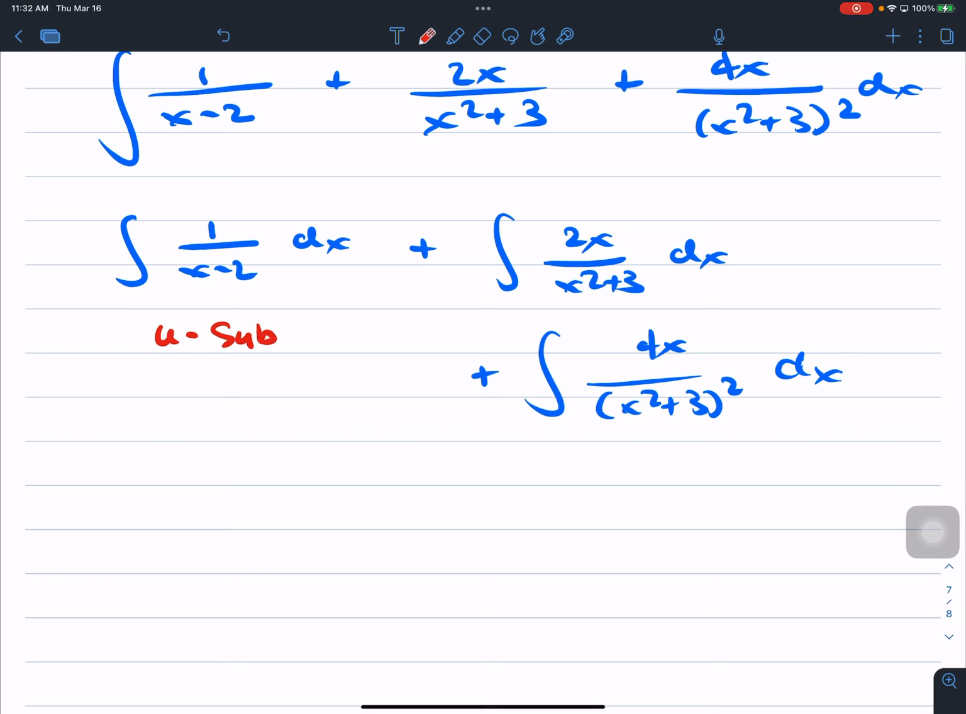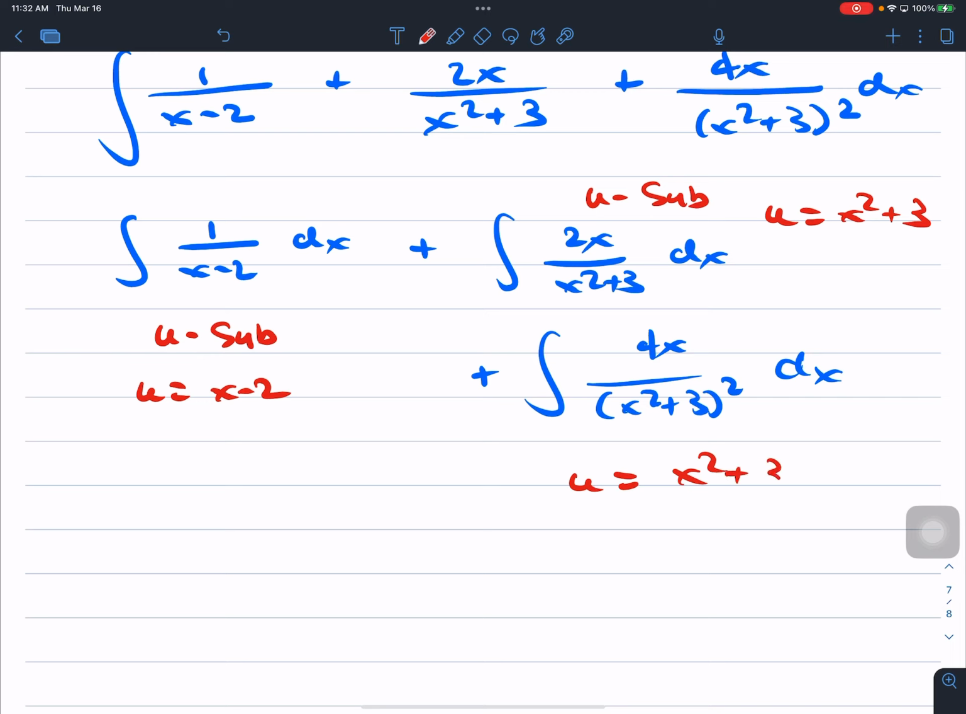Yeah, it's u sub, but it's going to be ln absolute value x minus 2. This is my u. This is also going to be what? U sub. X squared plus 3. That's nice. What is u here? X squared plus 3. This is also u sub.